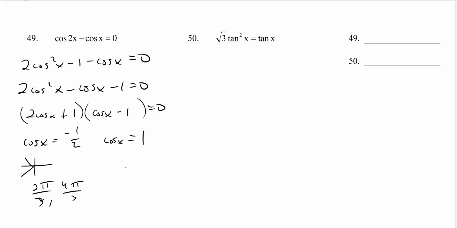And this one is just at 0, right? Cosine of 0 is 1. Okay, that's it. That's our answer.